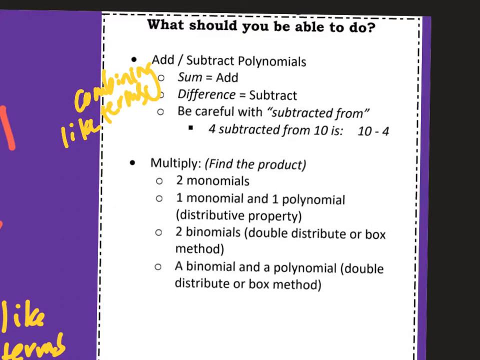So remember, some keywords that you want to be focusing on are sum, which means add, and difference, which means subtract. And then you want to be careful whenever you see this phrase subtracted from. Let's say that you have the expression 4 subtracted from 10, right? That's actually going to be 10 minus 4. So you want to switch around the order of the numbers.